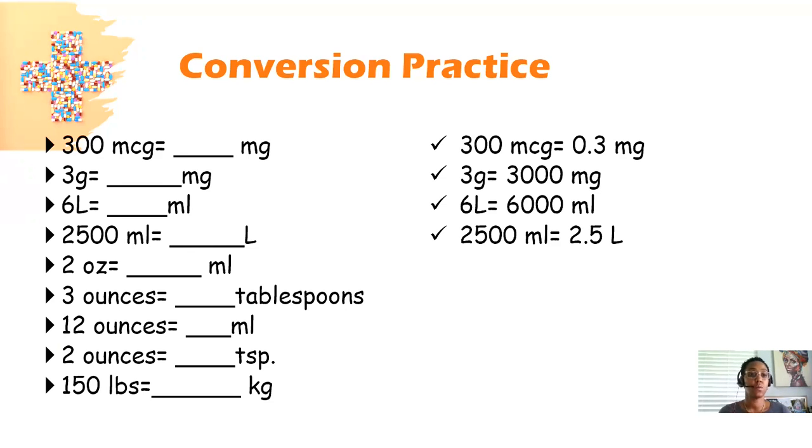So here it is. 2 ounces is how many mLs? Okay, so remember our formula. 30 mLs is 1 ounce. So 2 ounces is 60 mLs.